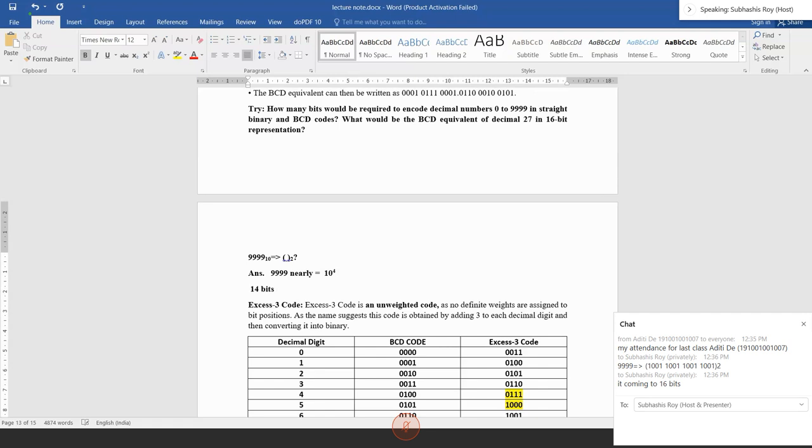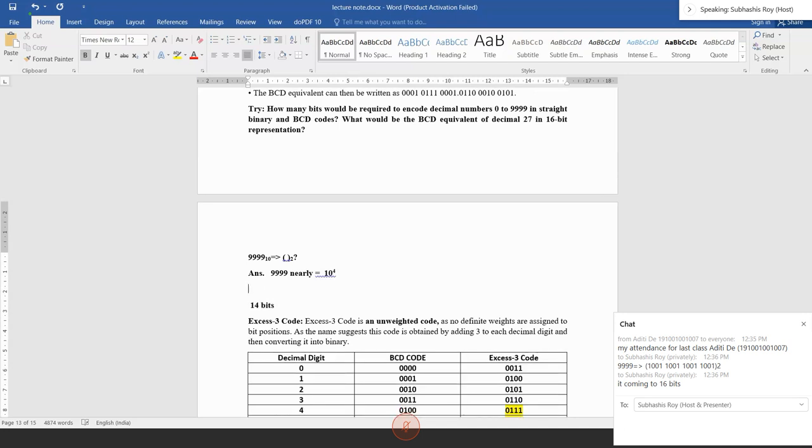So if you get this value 10 to the power 4, similar to that, in the binary representation the base value is 2. So 2 to the power n, that n is the number of bits you need to find out. So 2 to the power n should be equal to that 10 to the power 4.